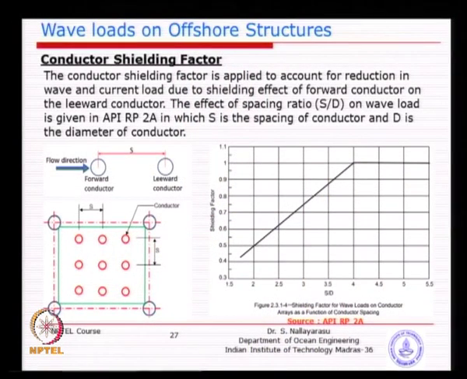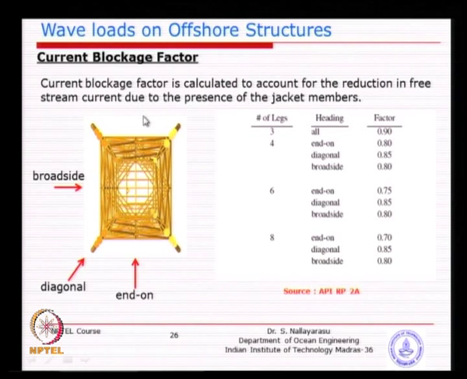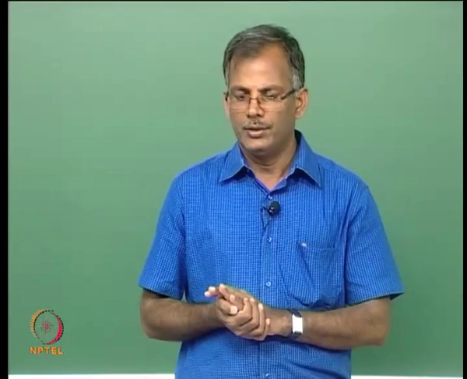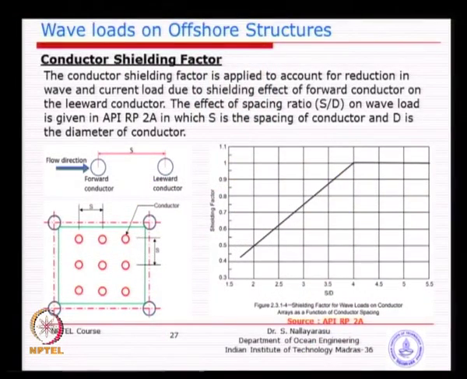API does not recommend the shielding effect to be considered for all the members, except when you have vertical members arranged in sequence like conductors. I think I have shown you some pictures. What is a conductor? It is a well protection casing. So, basically if the spacing between the front one and the back one is so small, you could see a chart developed here. As long as the spacing is about 4, the shielding factor becomes 1.